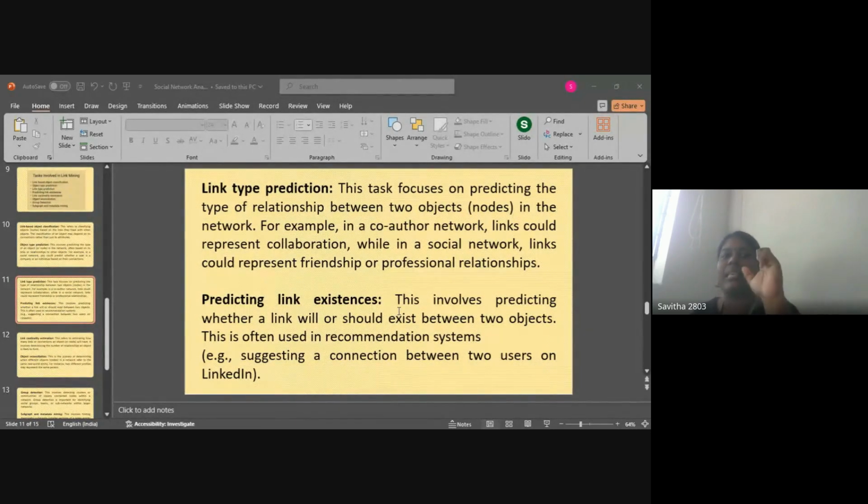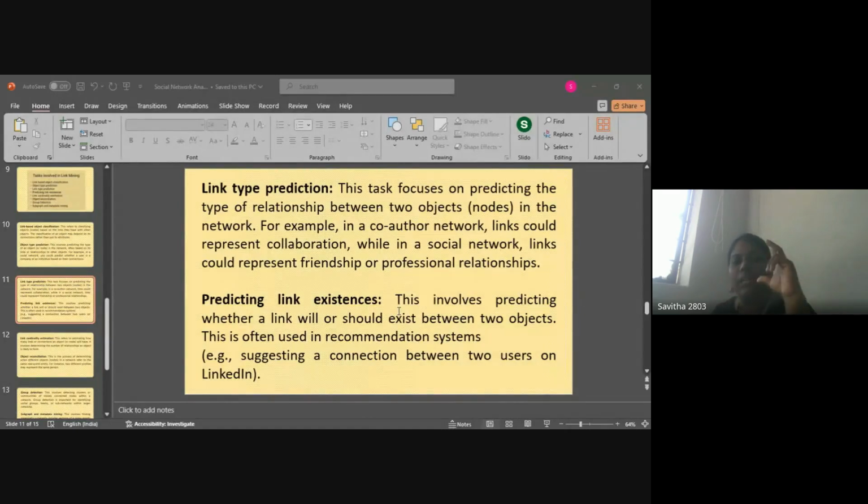In general, link type prediction means if we write an article or a paper, we cite some reference texts or reference papers inside it. So that citation shows how the papers are directly linked together, based on their citations.